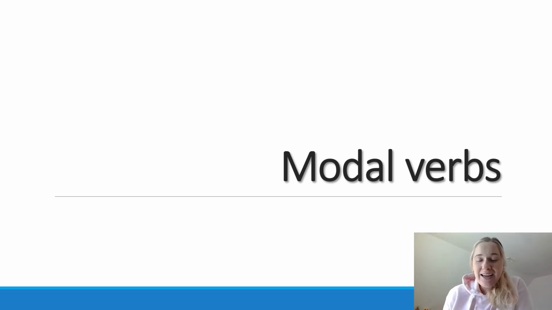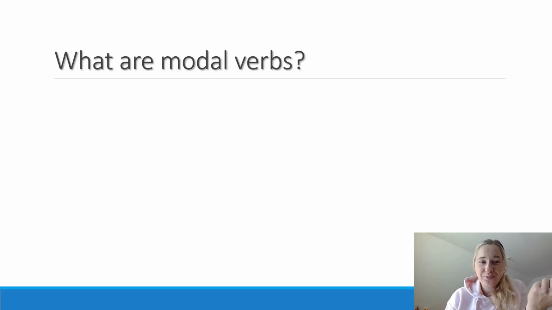Hi there. Let's talk today about some modal verbs. So, another unit of grammar which is very interesting. What are the modal verbs? How to use them? Why do we have them in the language?